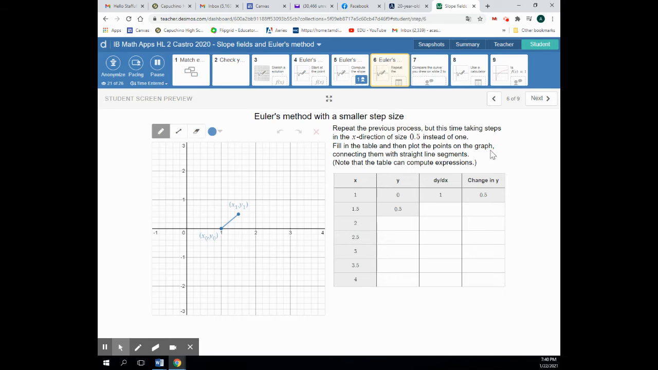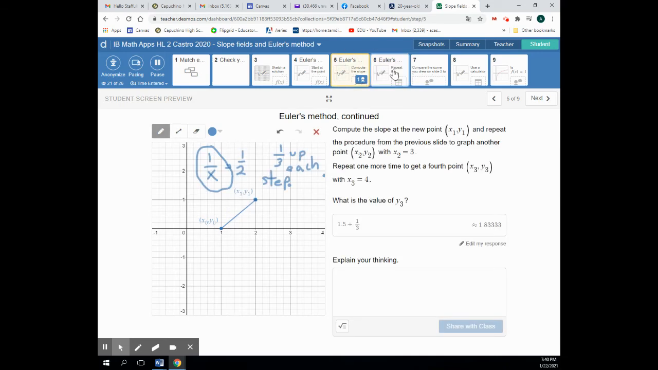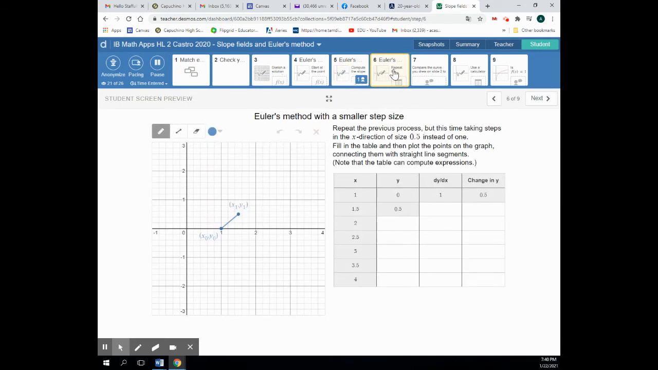Same thing again, but now we're going to do it a whole bunch of times. So you get the idea here on slide 5, and now we're going to do it a whole bunch of times on slide 6. But instead of taking whole steps, we're going to take half steps. So it's going to get a little bit trickier. So I'll do a couple of these, and then I'll let you do the rest. So at the point (1, 0), our slope is going to be 1. Okay, so you see that dy/dx is 1.